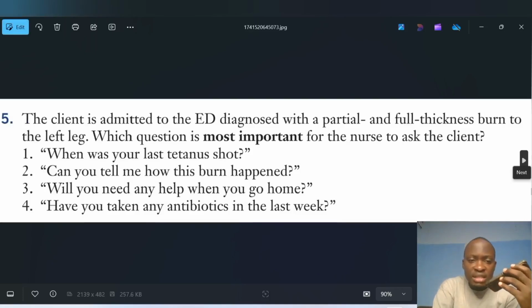Number 5, the client is admitted to the ED diagnosed with a partial and full thickness burn to the left leg.